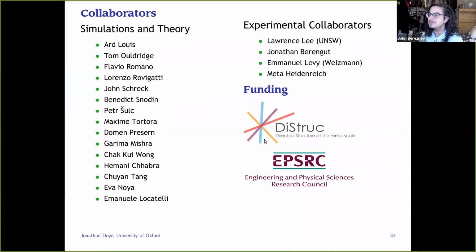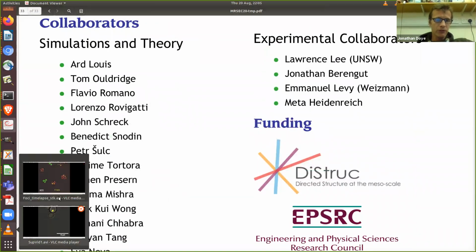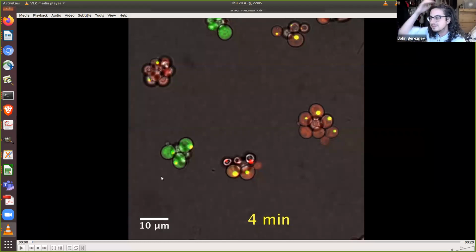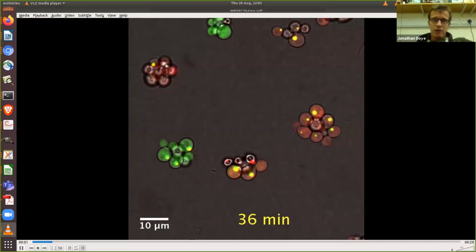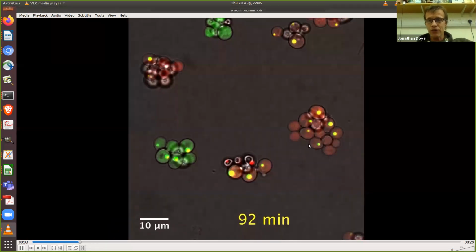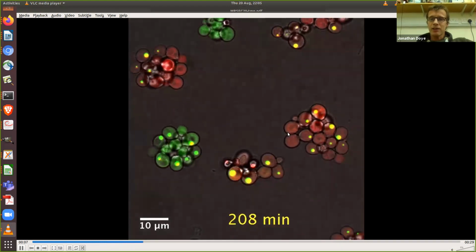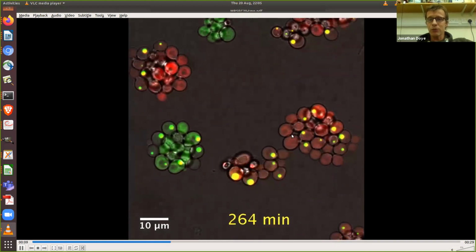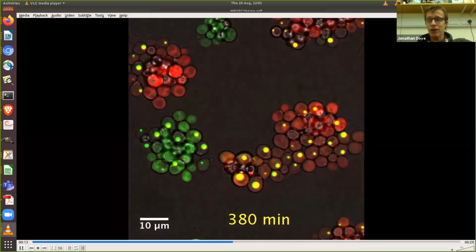I will just show you this video first. This is what the experimental systems look like. So it's in yeast, and this is what happens as they grow. You can see these liquid condensates in them. You bud off a new yeast. At a certain point, the concentrations of the components will grow enough that you start a new condensate appearing in the new cells.